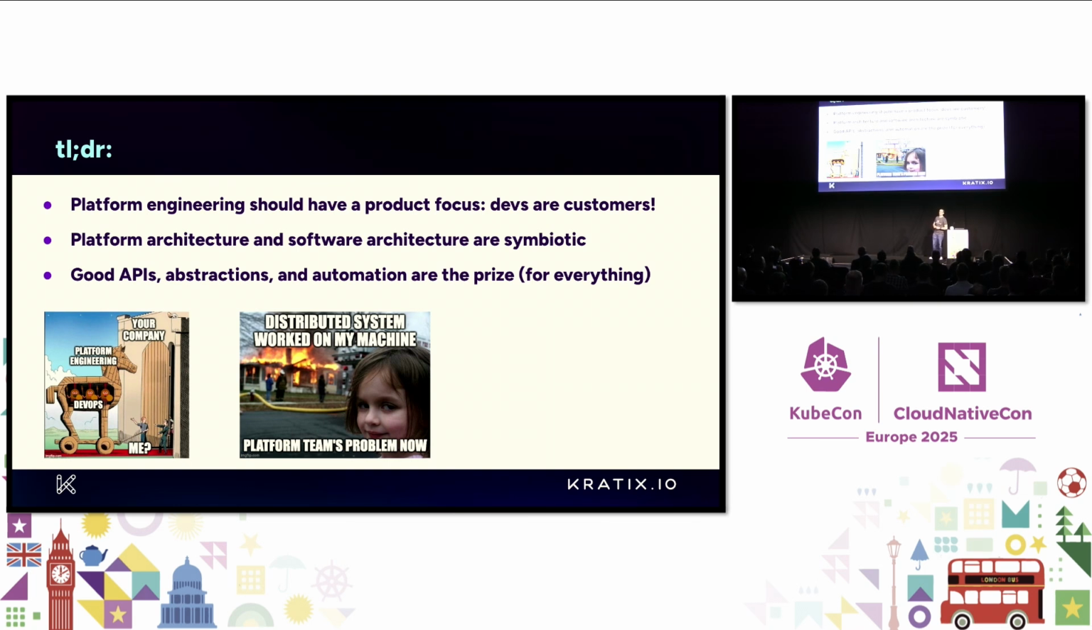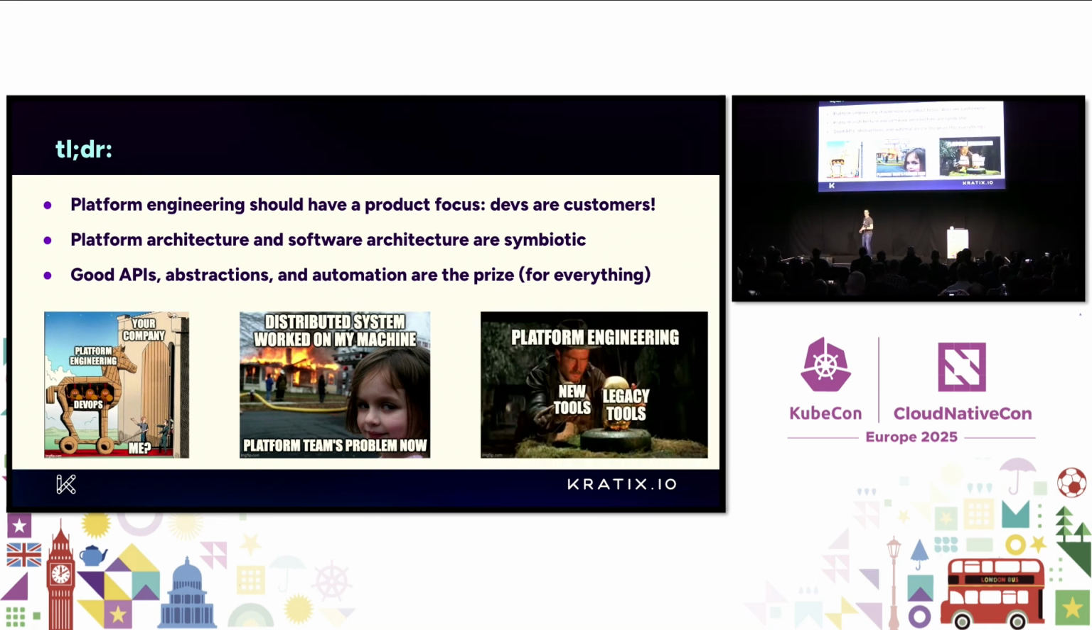Good APIs, abstractions, and automations, the 3 A's I often talk about, are the prize for everything, I think, in software delivery. And in particular, we're not just swapping old tools for new tools. We're trying to think about the way we're actually delivering software via the platforms. APIs, abstractions, automation, I think, is key. That is the 3 key takeaways.